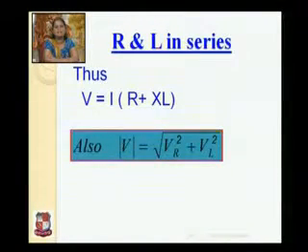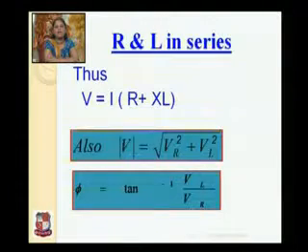Also magnitude of V is equal to under root of VR square plus VL square. This is the algebraic sum. So magnitude of V is equal to under root of VR square plus VL square. And phase angle phi is equal to tan inverse of VL by VR.